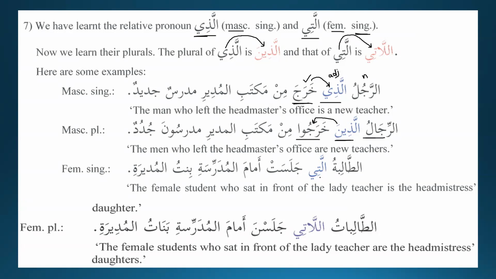And then we have الطالبة التي جلست أمام المدرسة بنت المديرة. So after الطالبة we have used التي. And if we have الطالبات, we will say الطالبات اللاتي جلسنا. Here we have التي جلست and we have اللاتي, and the plural is جلسنا أمام المدرسة بنات المديرة. So here we have learned that the plural of الذي is الذين and the plural of التي is اللاتي.